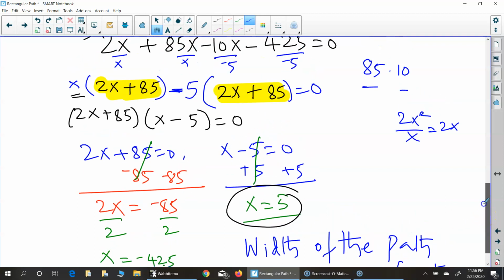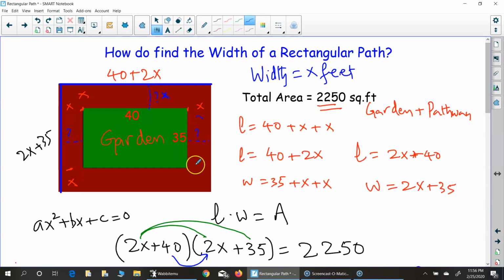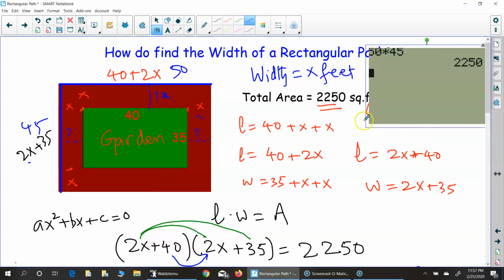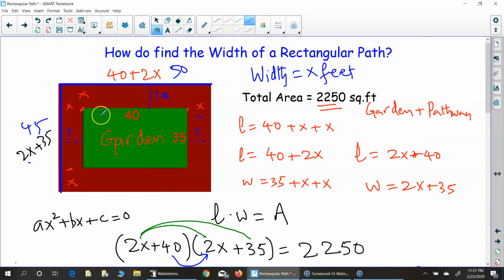Alright. So let me go back here and check it out. This one, 40 plus 2 times 5, 2 times 5 is 10. So 40 plus 10 is 50 here, and there 35 plus 10, 45. So 50 times 45, multiply and see. 50 times 45 gives me 2250. See, that is the same thing there, right? It's 2250. All right, everything we did is correct.